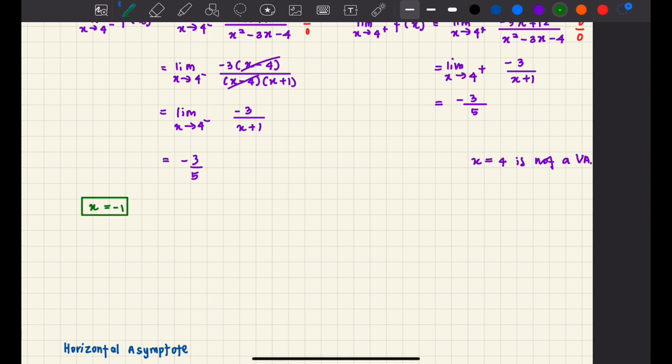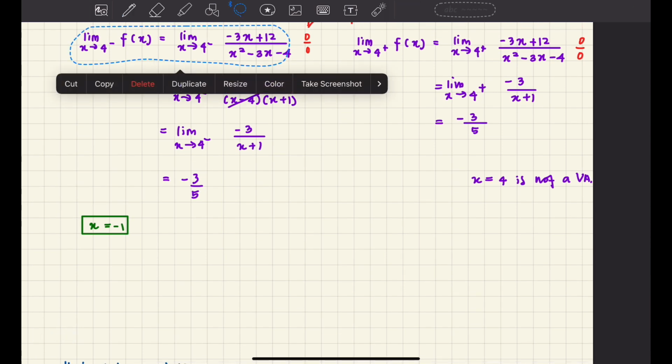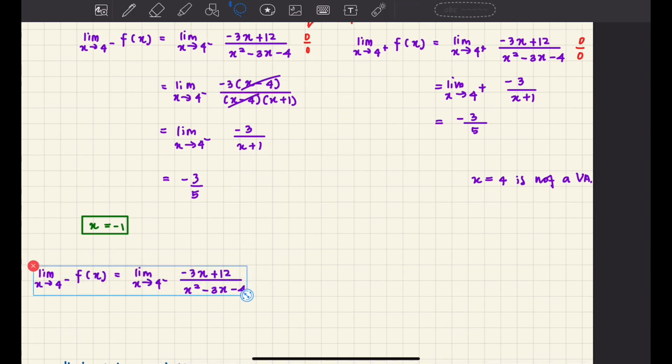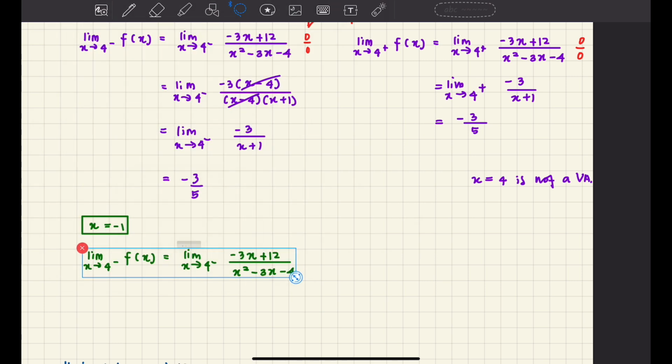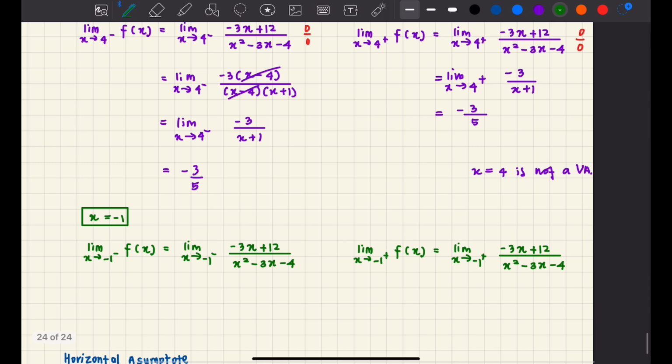Okay, so let me just copy this one over here and change the number. Okay, so we are using negative 1. So it's negative 1 from the left, as well as negative 1 from the right. Okay, so now let's test our value. So kita substitute value negative 1 as it is first into all our x's over here. Okay, so bila kita substitute, apa yang kita akan dapat?